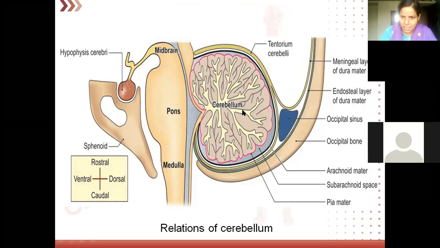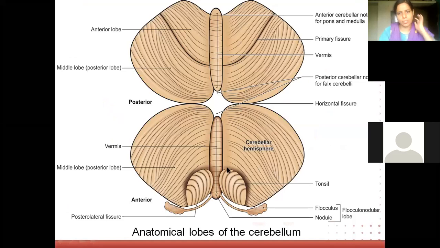If you take a section at this point, whatever area is above, you call it the superior surface, and whatever area is below this line, you call the inferior surface. So two surfaces we have, the superior surface and the inferior surface. Here you are shown the same thing: this is the superior surface and this is the inferior surface. Throughout the superior and inferior surface there is one midline structure which is called vermis.